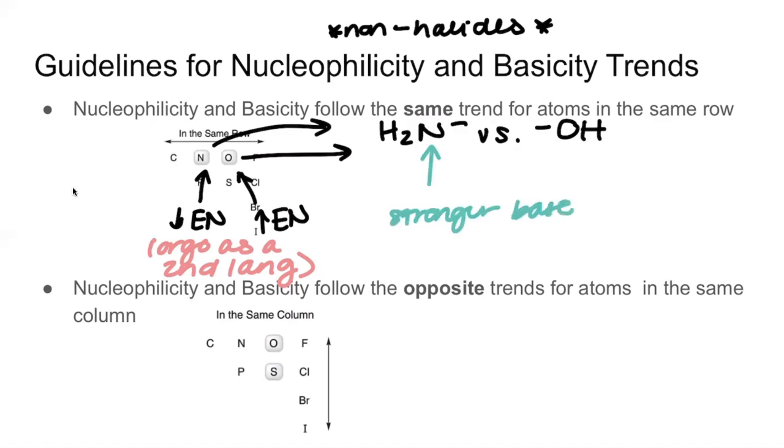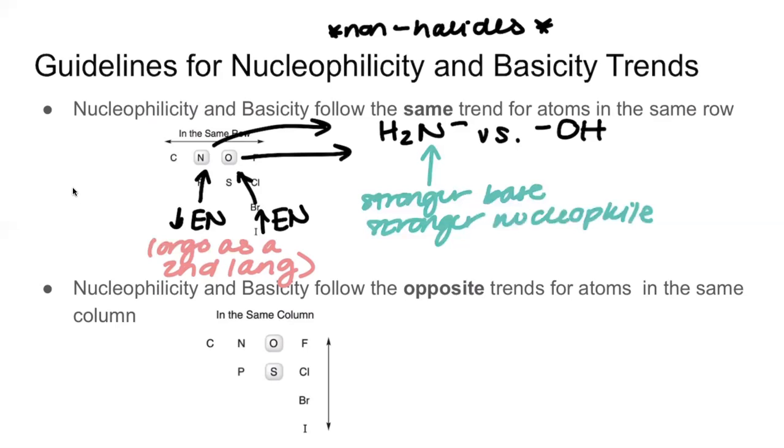Let me bring this up. And stronger nucleophile. And then, like I said, we can use this to determine what's the electronegativity difference between these two. Therefore, who's the stronger base and nucleophile? It's going to be H2N minus.